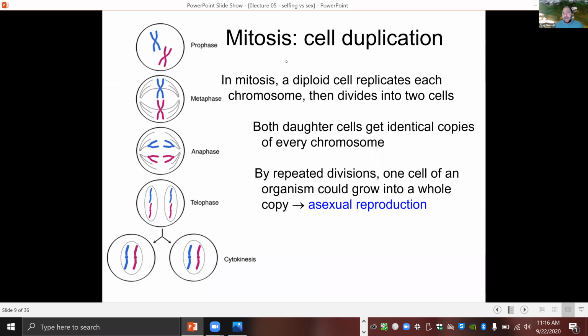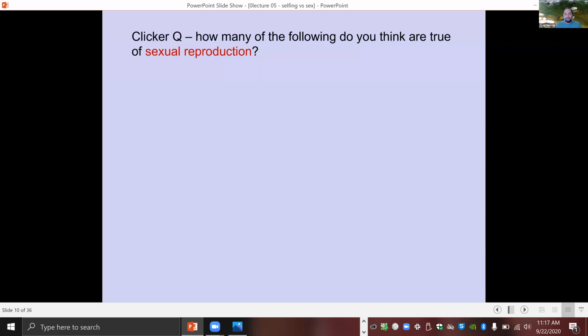If we talk about mitosis, this is a review for everybody. A diploid cell replicates each chromosome and then divides into two cells. So both daughter cells get identical copies of every chromosome. By repeated divisions, one cell of an organism could grow into a whole copy, and that is basically the idea behind asexual reproduction.